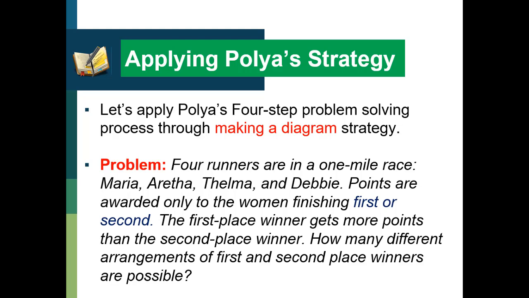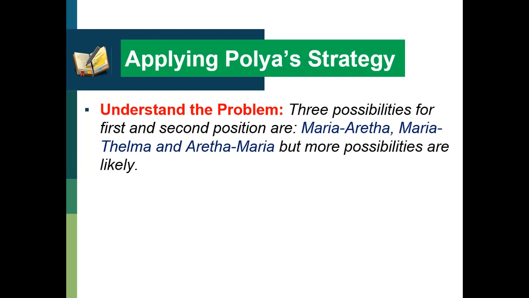There are 4 runners, Maria, Aretha, Telma, and Debbie. And the question is, how many arrangements of first and second place winners are possible? Because there are only 2 winners, first and second place. Now, let's understand the problem. In our understanding of the problem, 3 possibilities for first and second position are Maria will be the first, Aretha will be the second, then Maria will be the first, Telma will be the second, or Aretha will be the first, Maria will be the second.